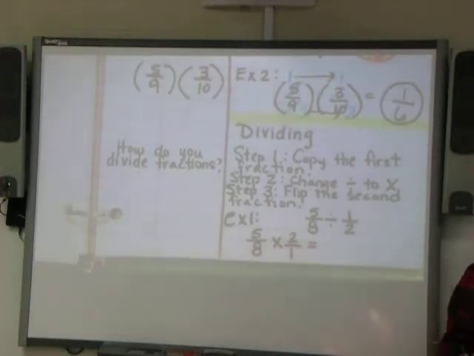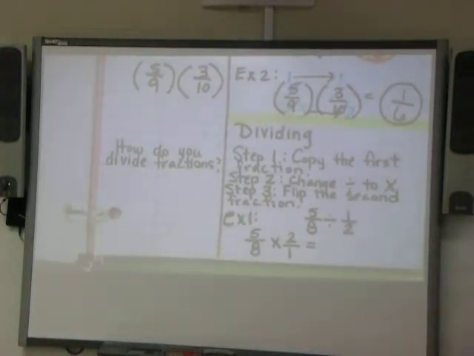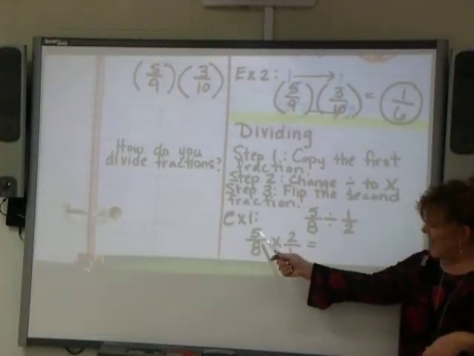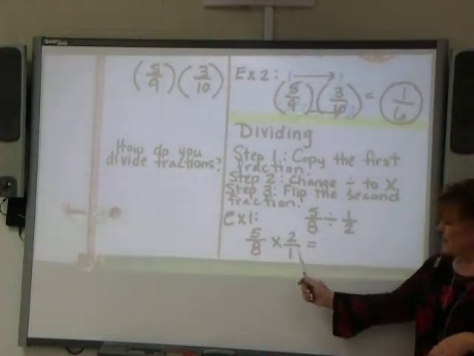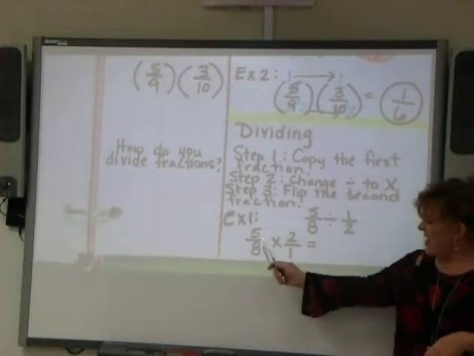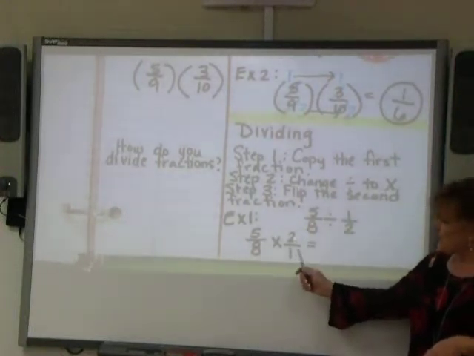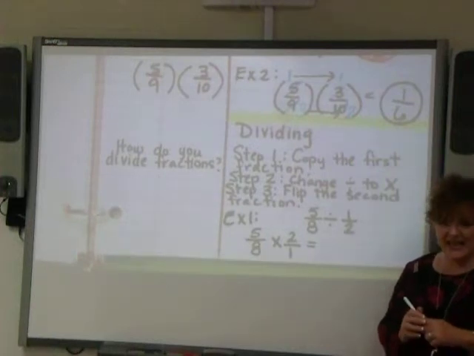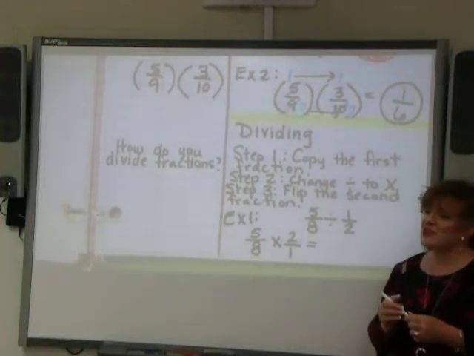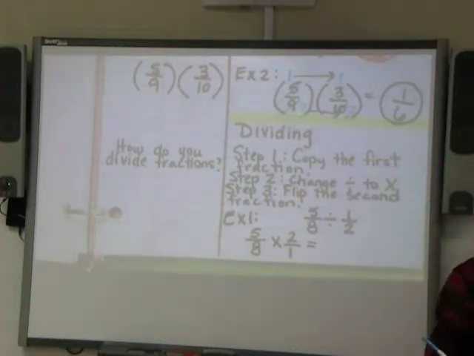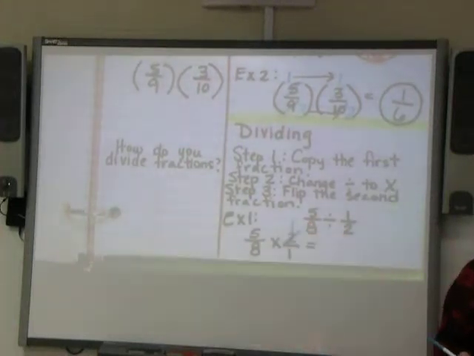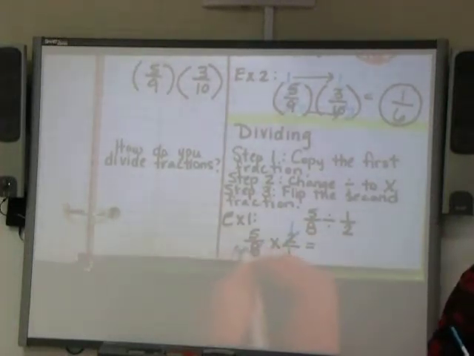But before I do that, I'm going to want to check to see if I can reduce anything on the inside, because that's how you're going to keep your numbers low and not have to do so much work. 5/8 can't be reduced, 2/1 can't be reduced, 5/1 can't be reduced, but 2/8 can. 2/8 can be reduced by what? 2. 2 will go into 2 one time, 2 will go into 8 4 times.